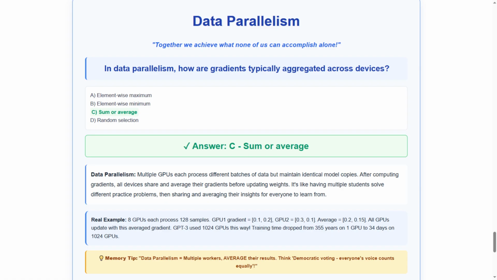Multiple GPUs process different data batches, but maintain identical model copies. Each GPU computes its own gradients, then all devices share and average these gradients before updating. This ensures every GPU learns from the collective wisdom of all devices. GPT-3 used 1024 GPUs this way, reducing training from 355 years to just 34 days. Final memory trick: data parallelism equals democratic voting. Everyone's gradient voice counts equally in the average.